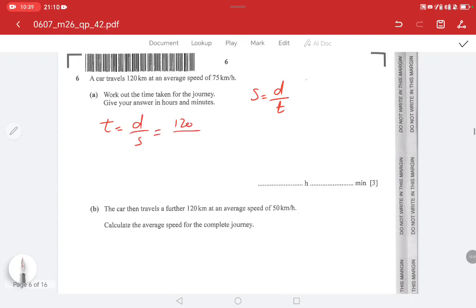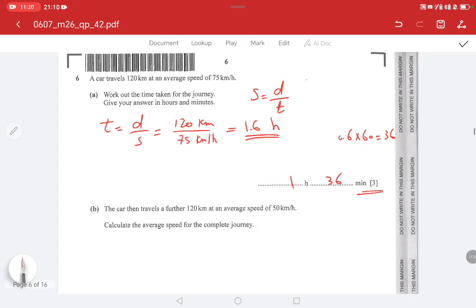The distance is 120 kilometers, while the speed is 75 kilometers per hour. So the answer should be in hours. 120 over 75, the answer is 1.6 hours. But in this question, they said to write your answer in hours and minutes. So it's 1 hour, and this 0.6, you have to multiply by 60 to find it in minutes. Okay, so it should be 36 minutes.